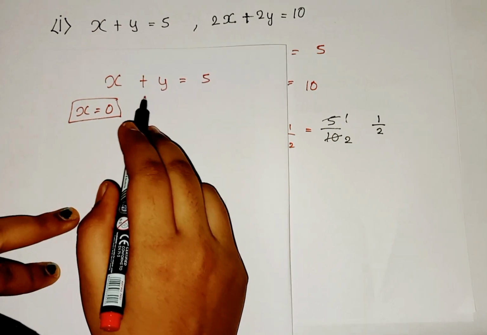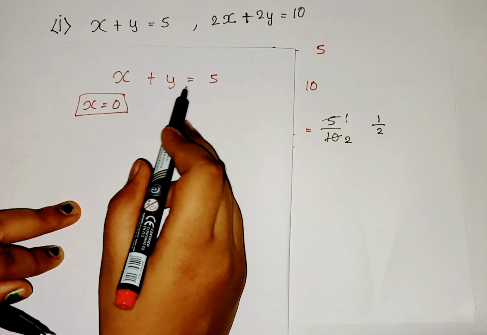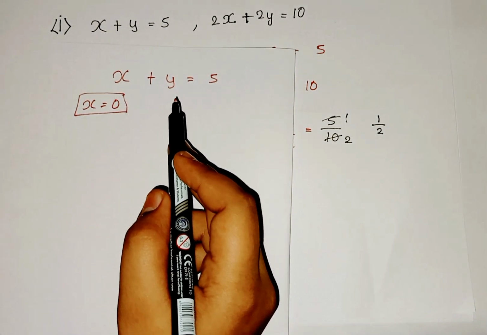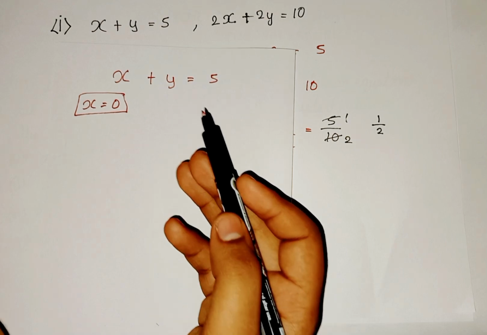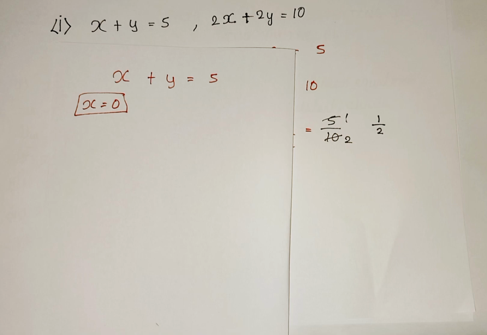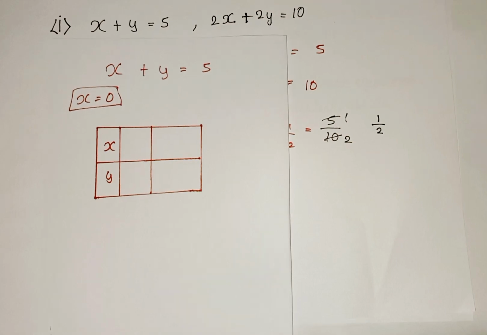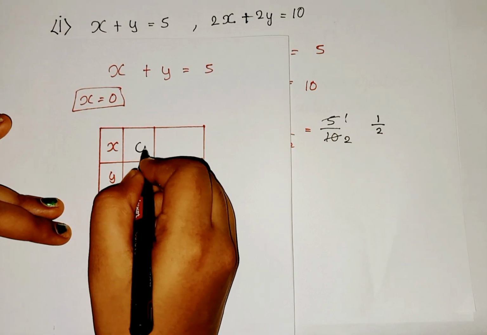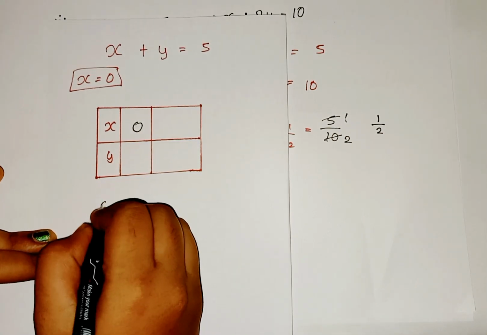Here I have x plus y is equal to 5, so I am going to put 0. Why? Because it's our wish. If you want to put 1, you can put 1. If you want to put 10, you can put 10. It is your wish. Now I just drew the box. Here I am going to take x as 0. Now let us substitute the value.